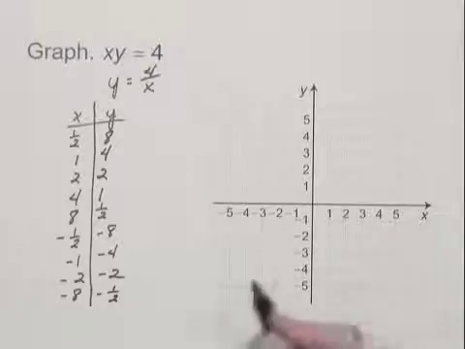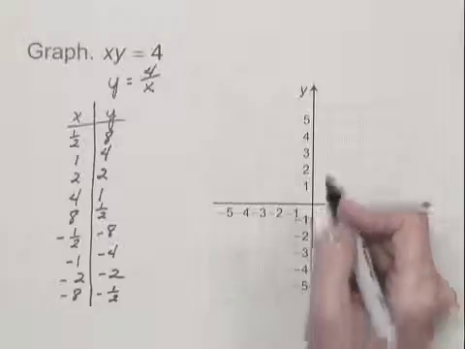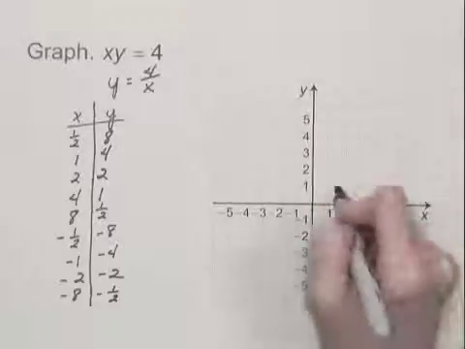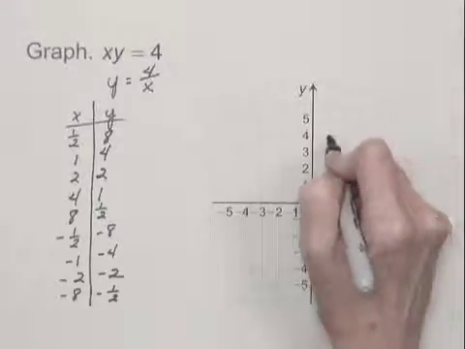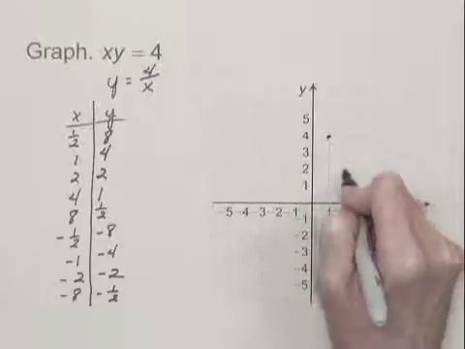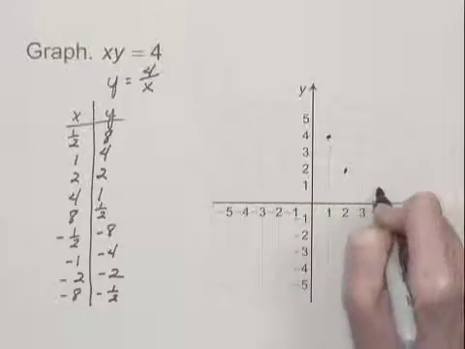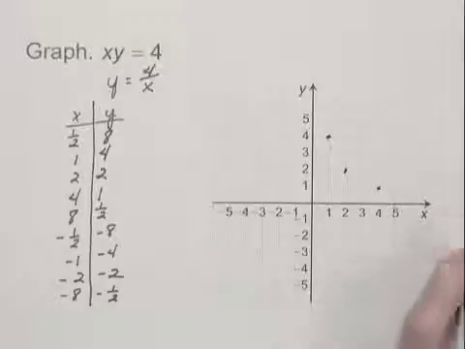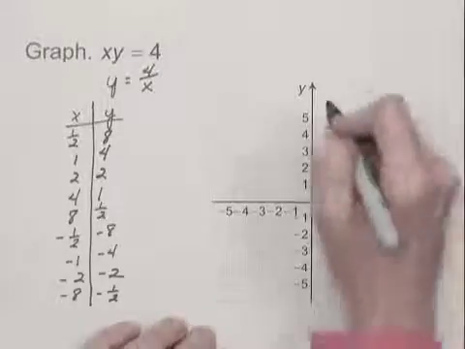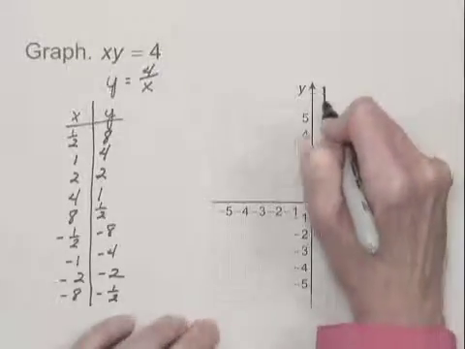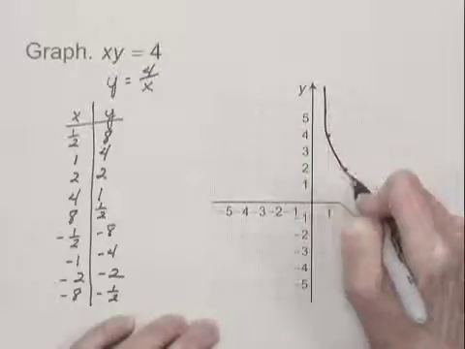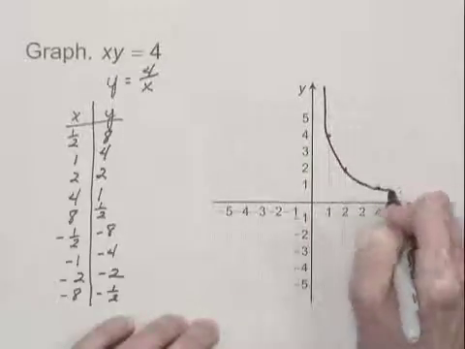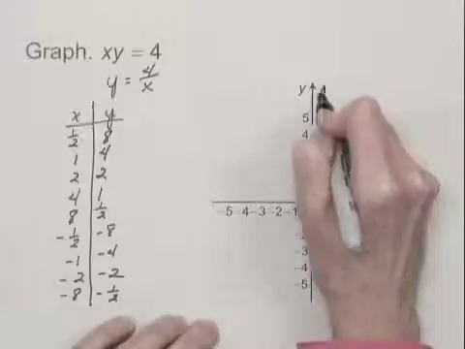So let's plot these points. 1/2, 8 is off our grid, but we can get an idea of how high it is. Then we have the point 1, 4, 2, 2, 4, 1, and 8, 1/2 is also off the grid. But we can connect these points with a smooth curve for one branch of the hyperbola.